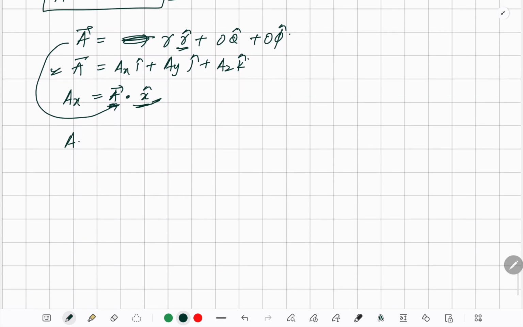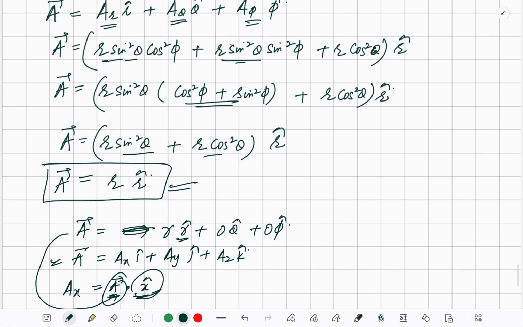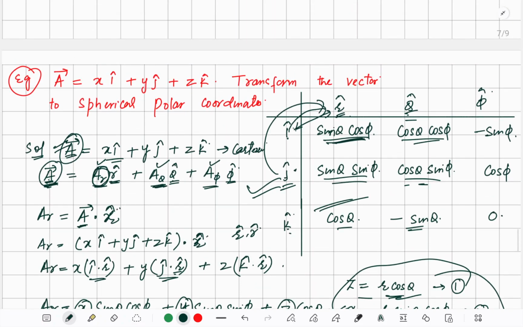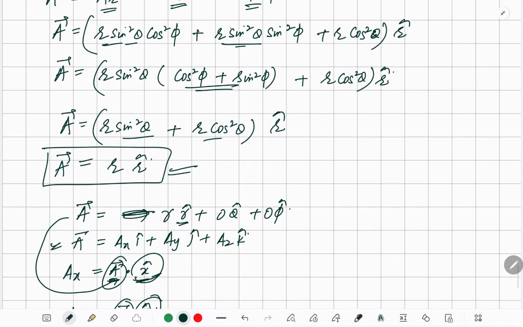I know it would be good practice for you if you do it. So a vector dot y cap gives ay, and a vector dot z cap gives az, putting in the vector given in spherical form, and then doing the dot product with this matrix: r cap dot x cap, theta cap dot x cap, phi cap dot x cap, r cap dot y cap, and so on, from this whole dot product matrix. Okay, I hope you understood the topic. Thank you so much.